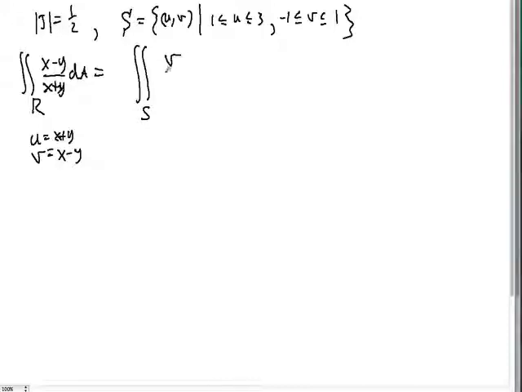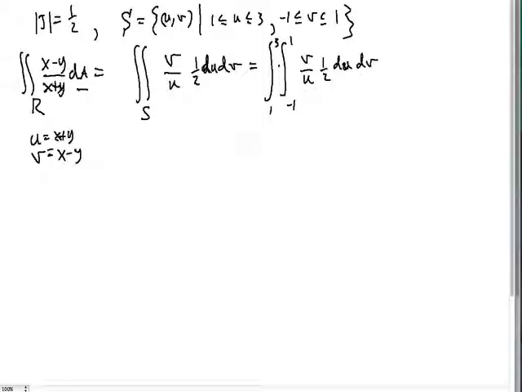So that becomes v over u, okay? And then wherever the dA is, it's going to be 1/2 du dv. Okay, so now let's write it down in terms of the actual limits of integration. We can do 1 to 3, -1 to 1, v over u times 1/2 du dv. Okay, looks good.